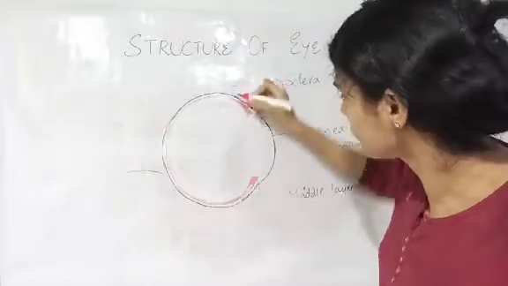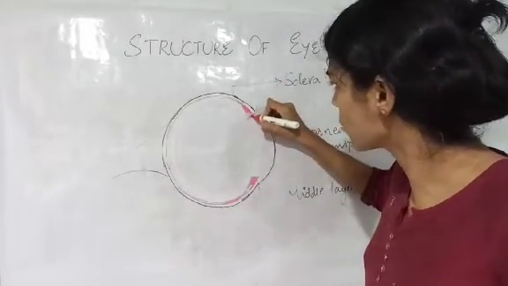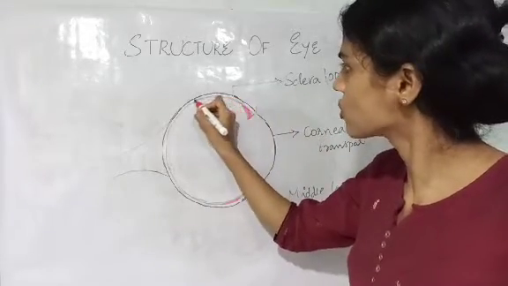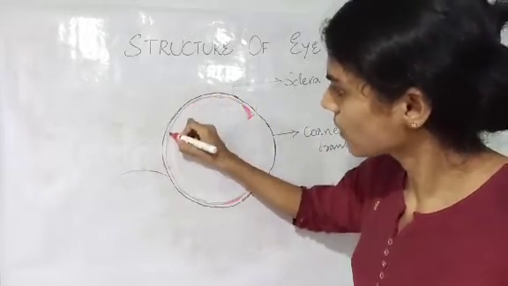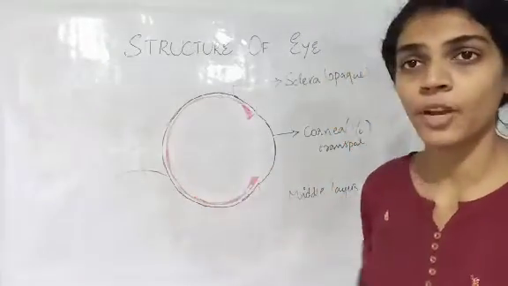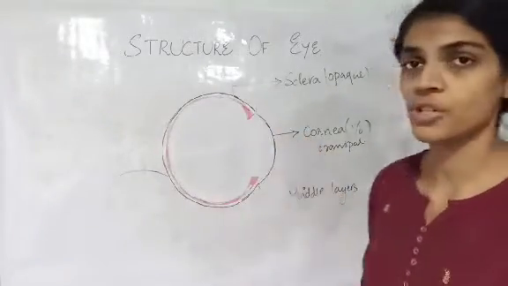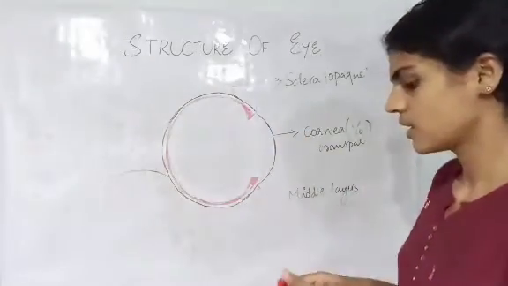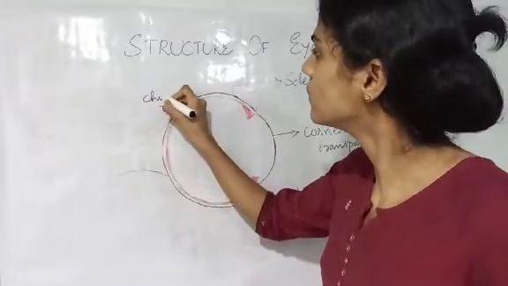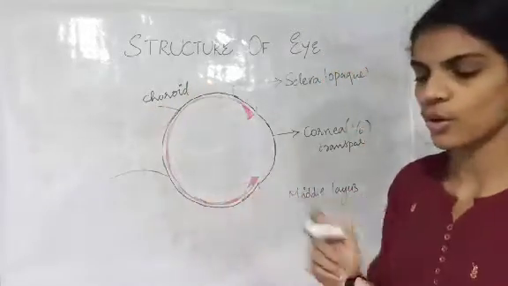Okay, so the anterior portion of the choroid will be thickened. Okay, it will be looking like a triangular portion. So this one is the choroid region. Okay, so the anterior triangular portion of the choroid.